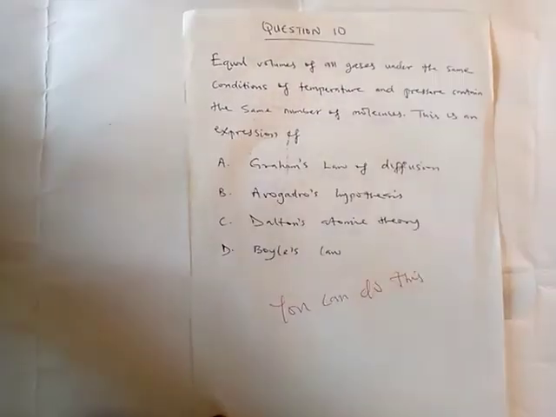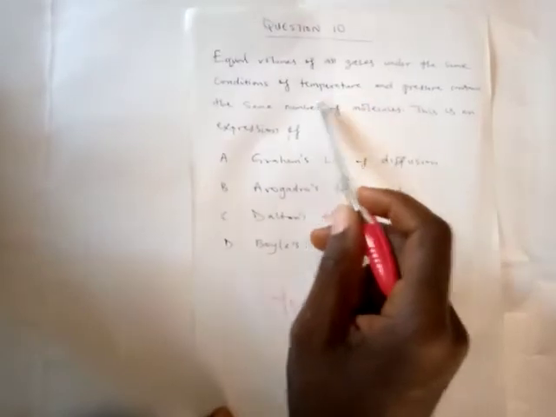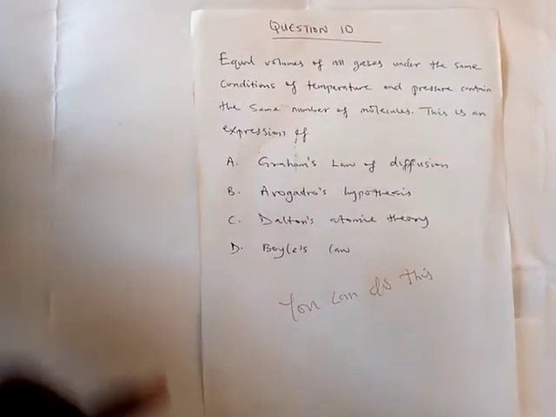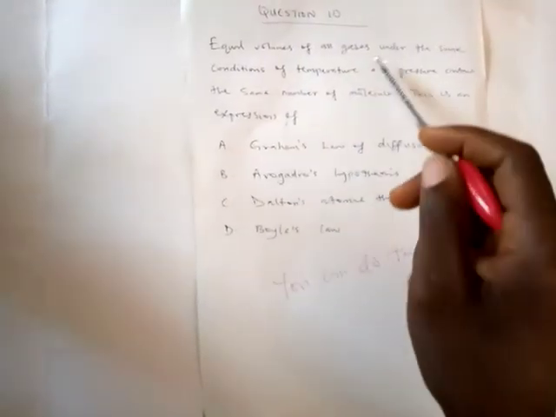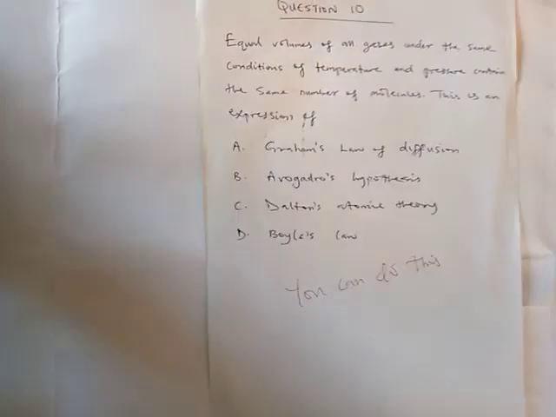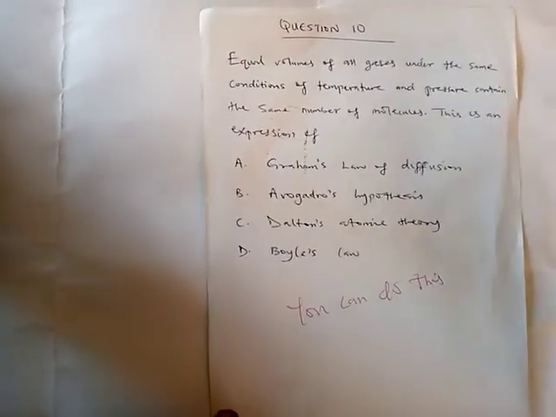So just look at this: equal volumes of all gases under the same conditions of temperature and pressure contain the same number of molecules. This is an expression of what law? They have stated a law here. Which one? Is it Graham's law? Is it Avogadro's? Is it Dalton's? Is it Boyle's law? That means you have to know what Boyle's law is, what Dalton's law is, what Avogadro's is, what Graham's is, so that you know which law has been stated. We pick one. So watch out for the next edition.